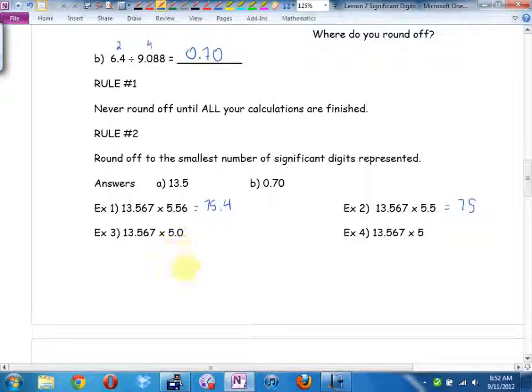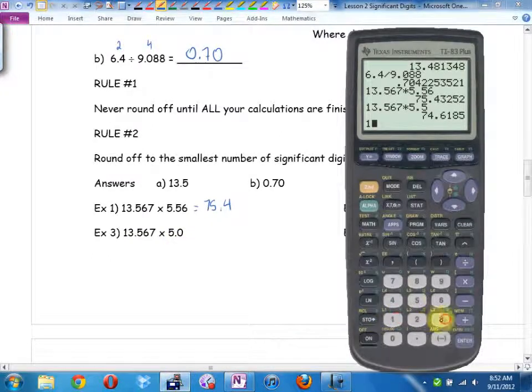Example 3, 13.567 times 5.0. I probably didn't need to type the 0.0 on my calculator, but just so I can see what the heck I did. I get 67.835. How many sig figs am I going to go to here? Yeah, 2, not 1. This is 2 sig figs. That 0 meant something there. So I guess 68 is the best I can do.